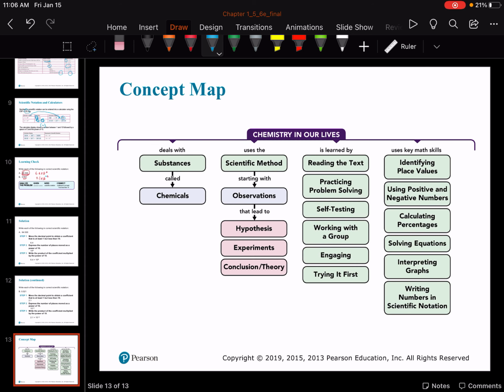And let's just review the chapter real quickly, okay? This is the concept map for the whole chapter. So first of all, in section 1, we dealt with substances called chemicals. We defined chemistry, chemicals, and matter. Remember that in our first conversation? And then in our second or third conversation, we talked about the scientific method. And then after that, we talked about how to study, and I gave some personal practical tips on that. And then the last two videos, we've been identifying key math skills.